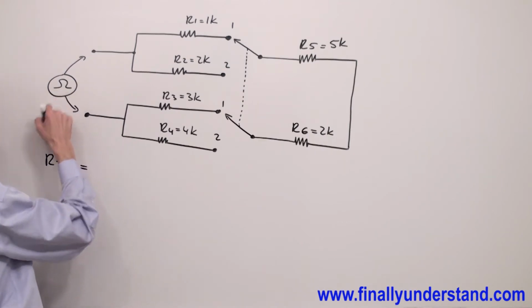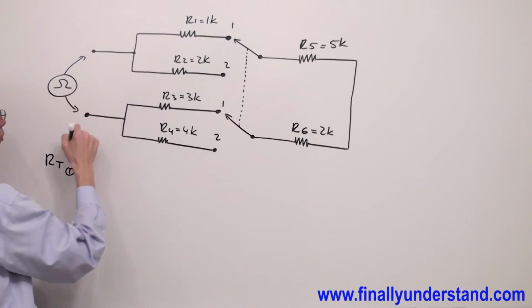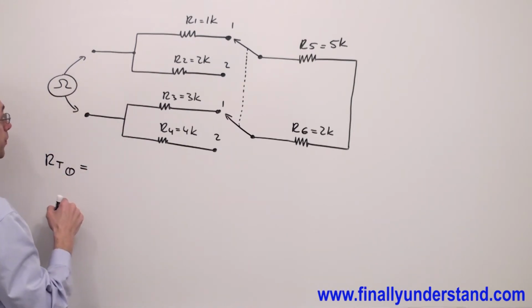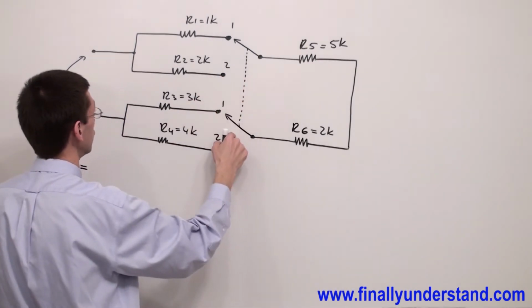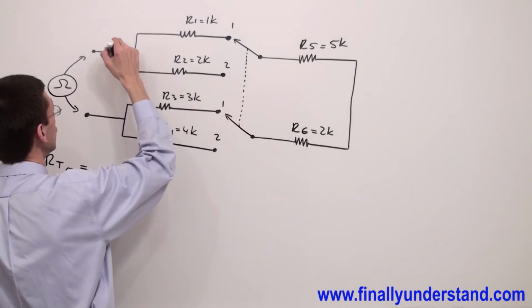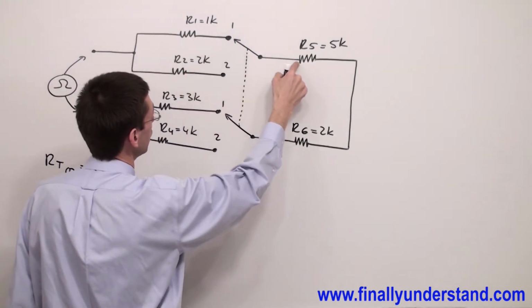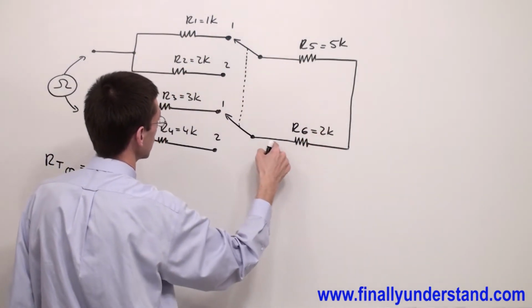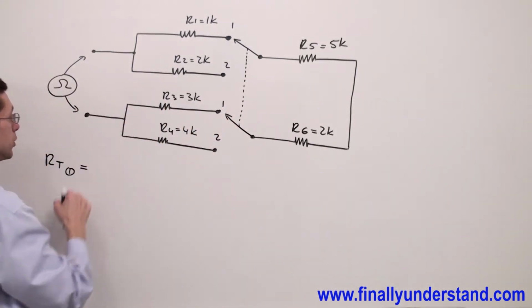This symbol represents an ohm meter. I'm interested in how many ohms I'm going to have between these 2 points. Now, if I have the switch at the first position, my current is going to go by resistor R1, R5, R6, R3, and we'll get back to this point.